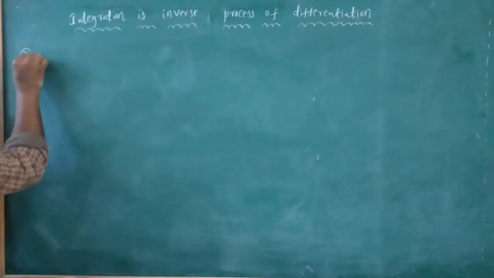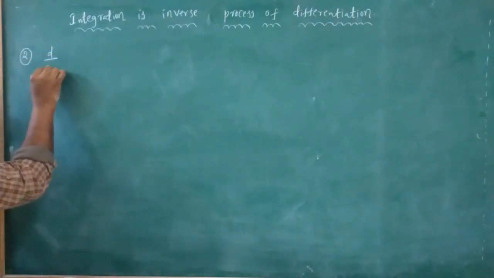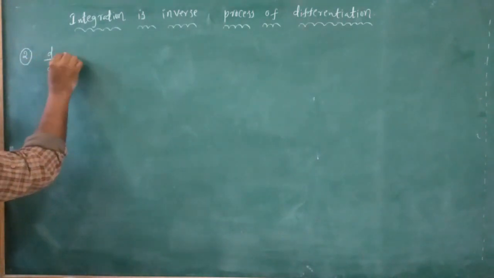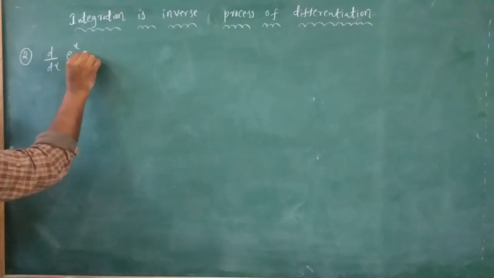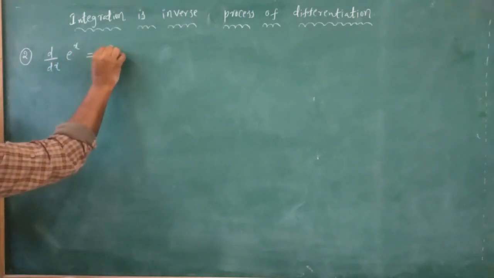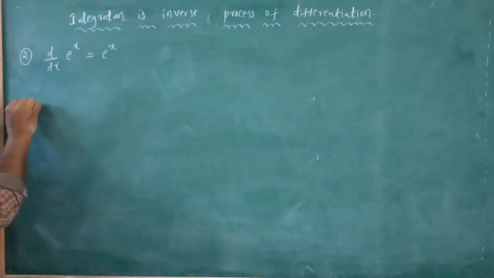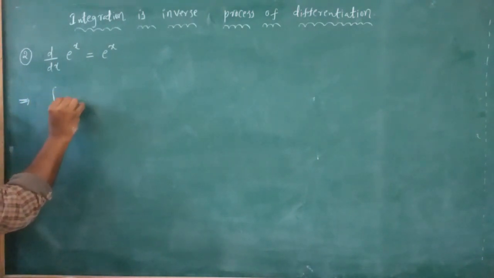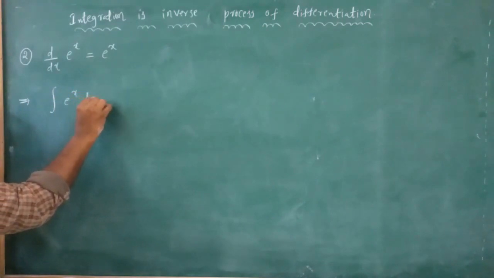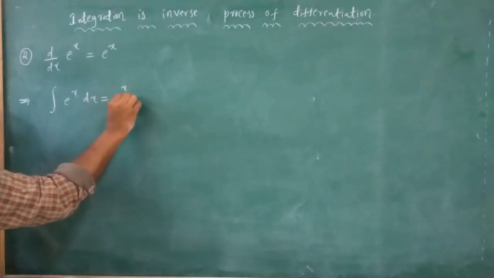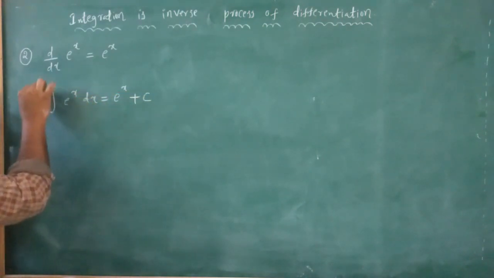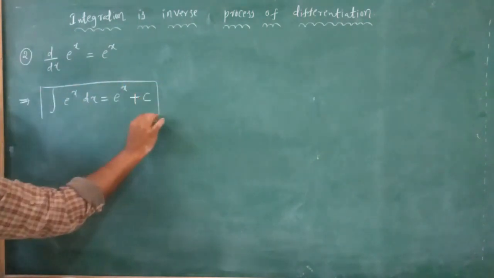Second one: what is the derivative of e^x with respect to x? That is e^x. From this, the integral of e^x dx is equal to e^x plus c. It is the second formula.